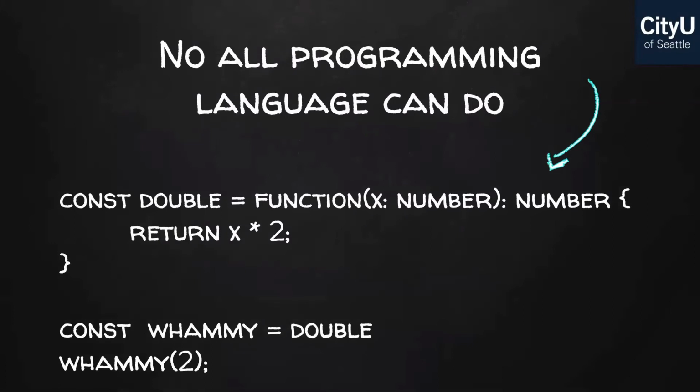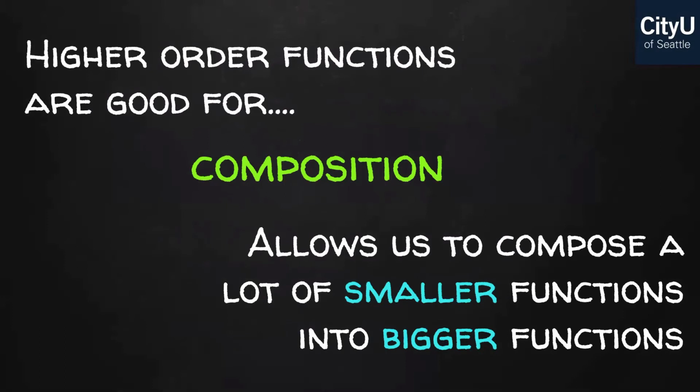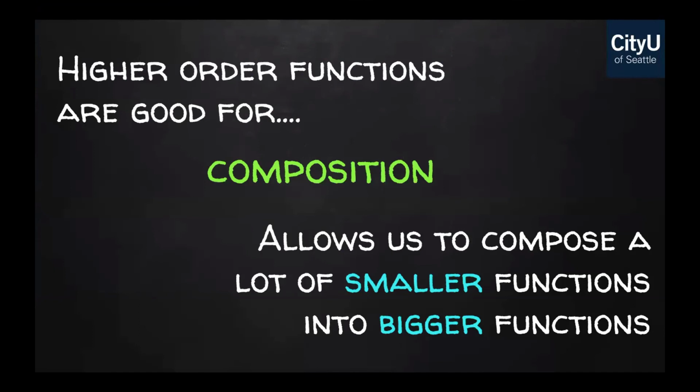And again, not all programming languages can do this. Meaning, create a function and assign it to a variable. Not all can do that. And composition, so higher order functions are good for this concept called composition. Basically, composition allows us to compose smaller functions to create a bigger function. Kind of like what we did in the higher order function, there were a lot of small functions to create one function to just check the old dogs' years or old dogs.